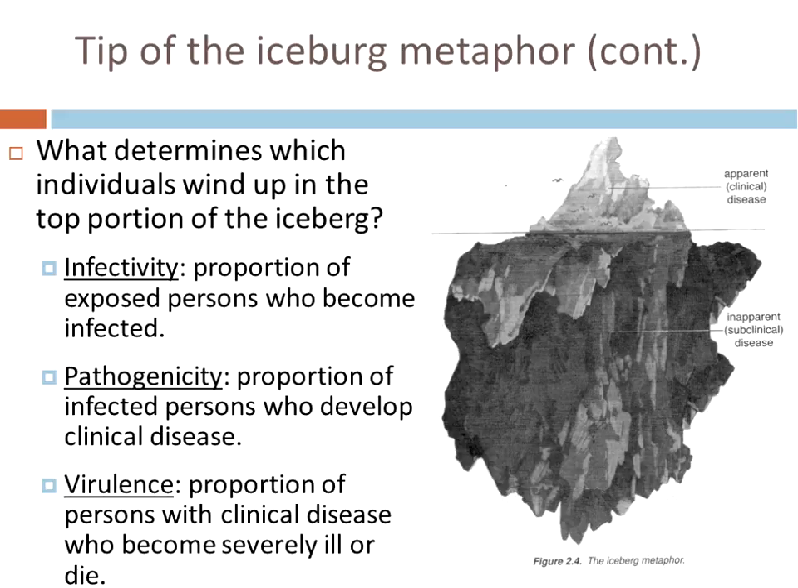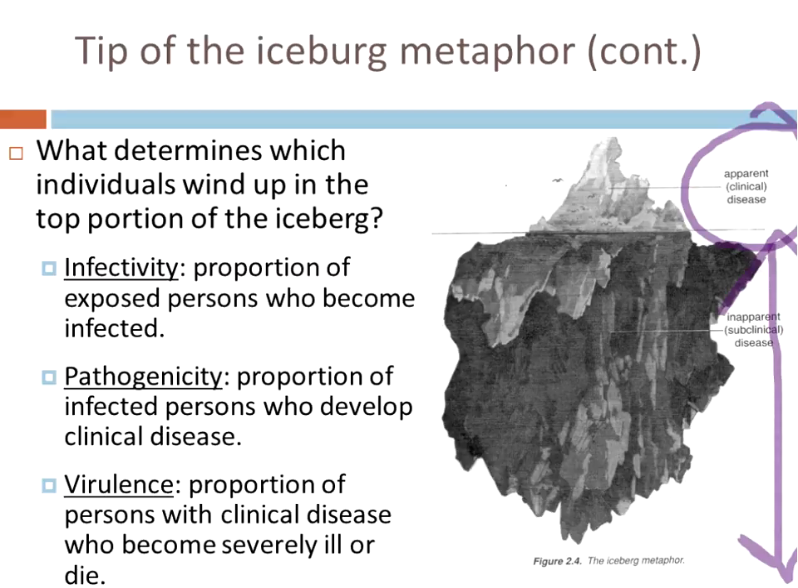So what determines which individuals end up getting the disease and which individuals do not? There are 3 terms that are used in epidemiology. The first one is infectivity, the proportion of exposed people who actually become infected. Pathogenicity, the proportion of infected people who clinically develop the disease. And virulence, the proportion of the people with clinical disease who become severely ill or die.